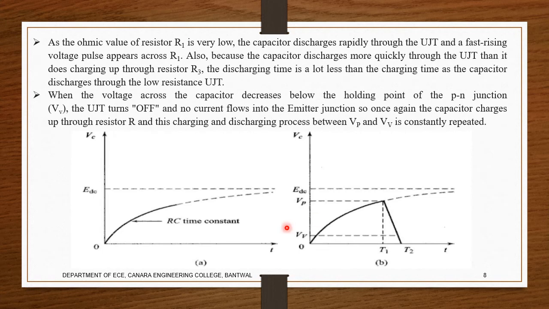Then see here, as I said, as the value of the resistor is very low, the capacitor discharges rapidly through the UJT and a fast rising voltage appears across the R.